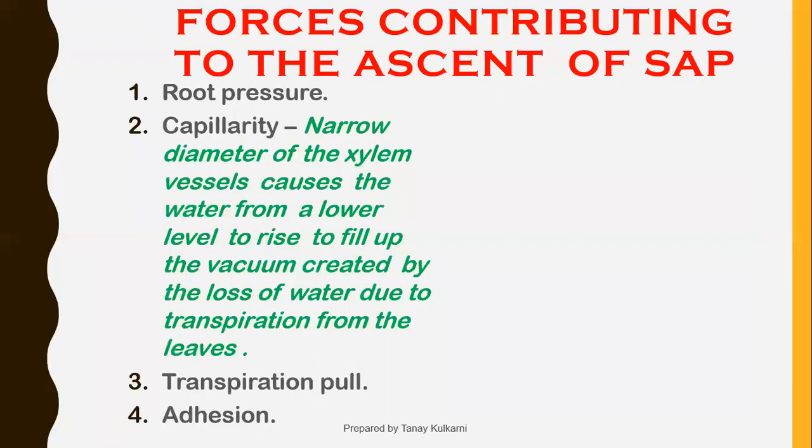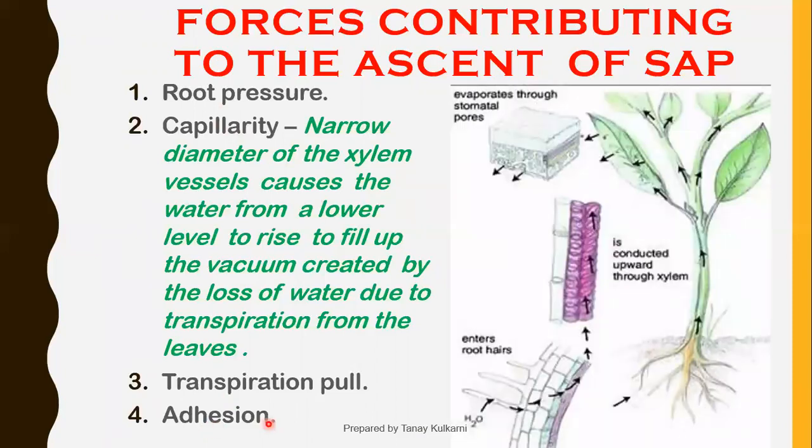Student, there are certain forces that contribute to the ascent of sap apart from the ones you know, that is root pressure and transpiration pull. One of the important forces is capillarity and the second is adhesion. Let's discuss one by one. You know about root pressure. We have already discussed it. Capillarity: the narrow diameter of a xylem vessel will cause water from a lower level to rise up to fill the vacuum which is created by the leaf due to loss of water in the form of transpiration.